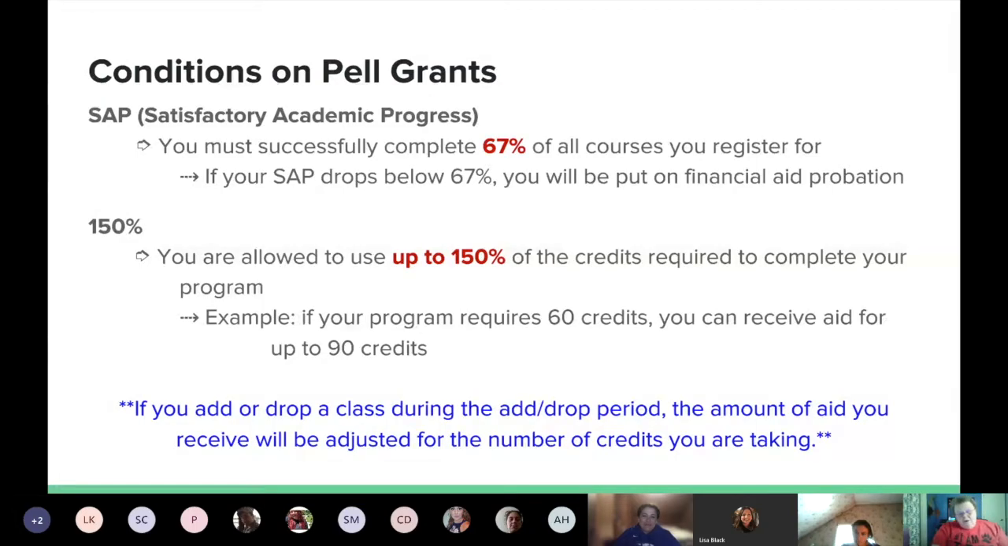If you add or drop a class during the add/drop period, the amount of aid you receive will be adjusted for the number of credits you are taking. This sometimes paints students into a corner. They feel like in order to get the full amount of financial assistance, they need to be full-time, but this can be a slippery slope. You sometimes can end up biting off more than you can chew, and then you get yourself into hot water academically as well as with financial aid.